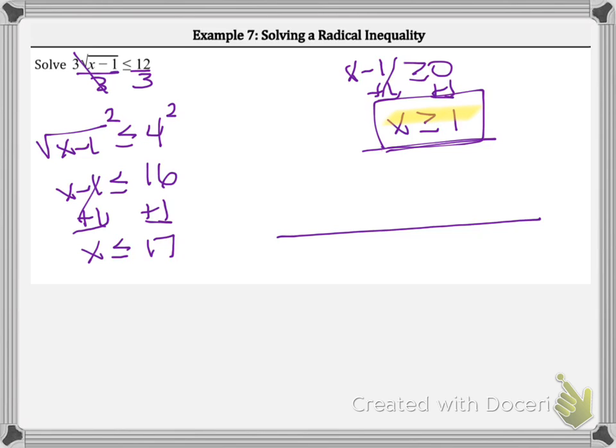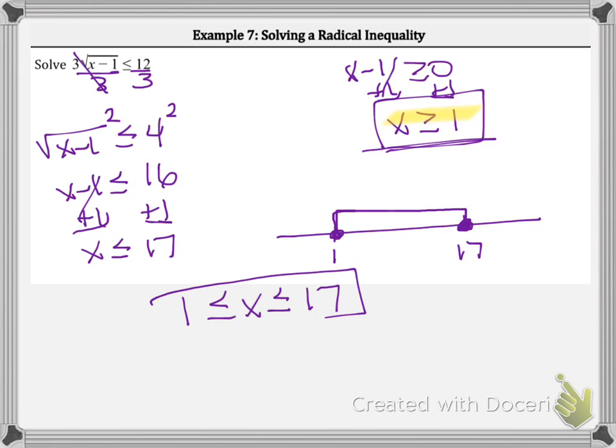So really, we know that x has to be less than or equal to 17 this way, but the lowest that it can ever get is positive 1. So we need to have that restriction there. So that means x can only be between 1 and 17. And so that is our answer to this inequality.